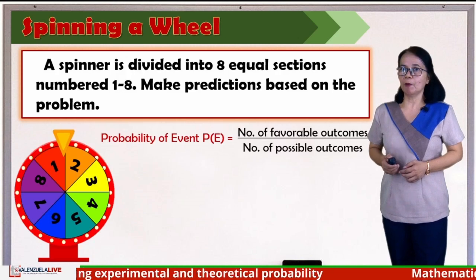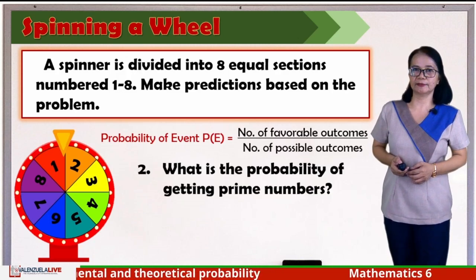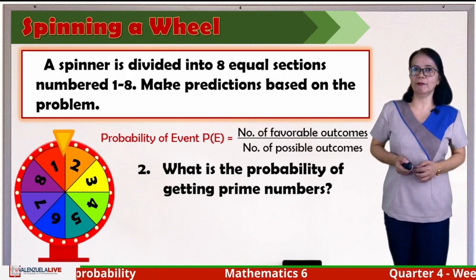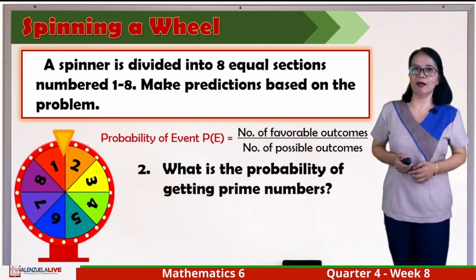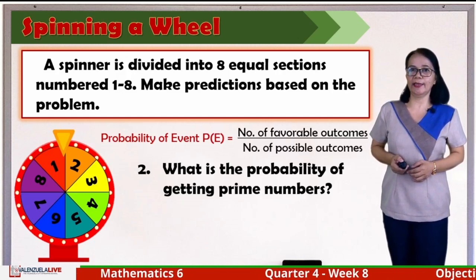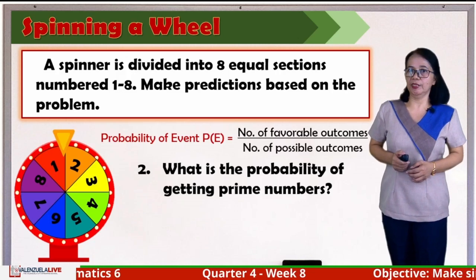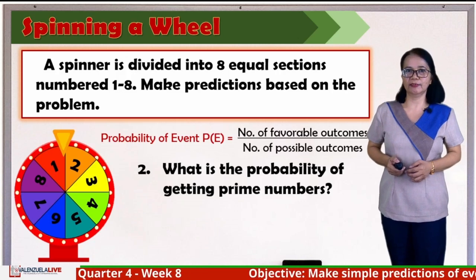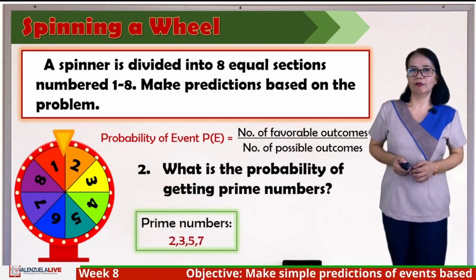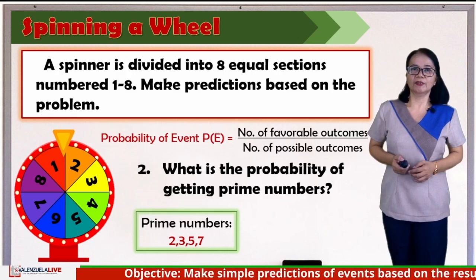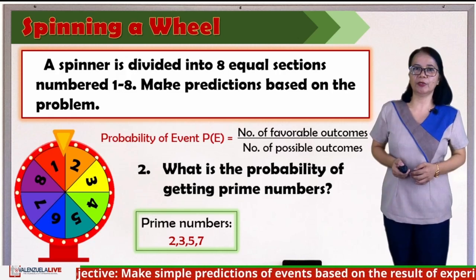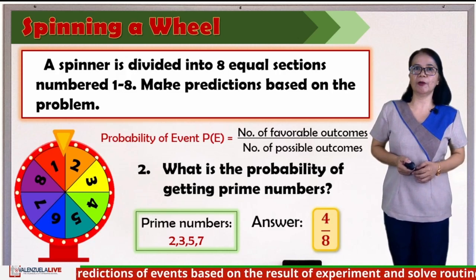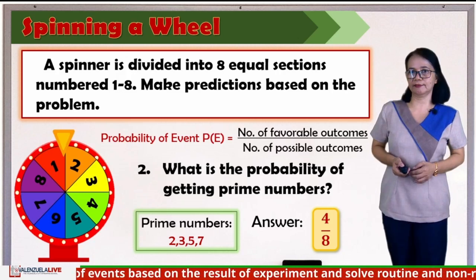Next, what is the probability of getting prime numbers? What are prime numbers? Prime numbers are whole numbers that are greater than 1 and have only 2 factors, 1 and itself. We need to identify first the prime numbers between 1 to 8. They are 2, 3, 5, and 7. Therefore, there are 4 favorable outcomes out of 8 possible outcomes. The probability of getting prime numbers is 4/8.